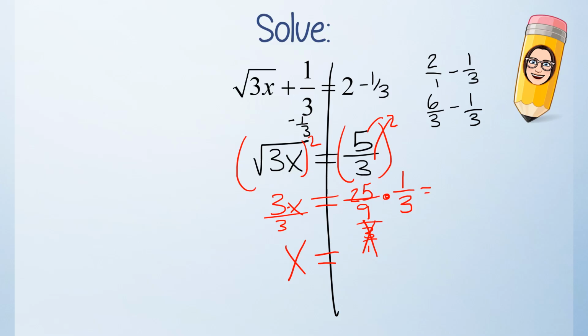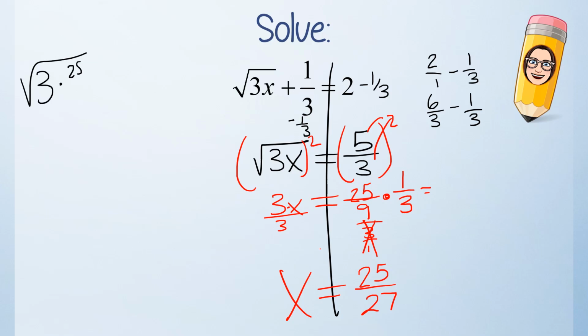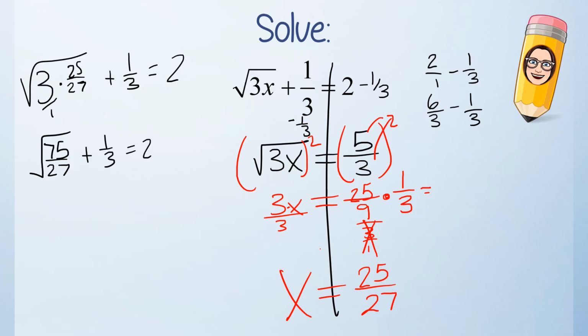What that gets me is multiplying fractions. When we multiply fractions, we multiply straight across. So I arrive at 25 over 27. Oh my goodness, how do we check to see how we did? Is that true? Does that work? Okay, I'm going to do a little side work here. That means I'm taking 3 times this fraction plus 1/3, and I should get 2, right? Okay, 3 over 1 times 25 over 27, that would be 75 over 27, square rooted, plus 1/3 equals 2.